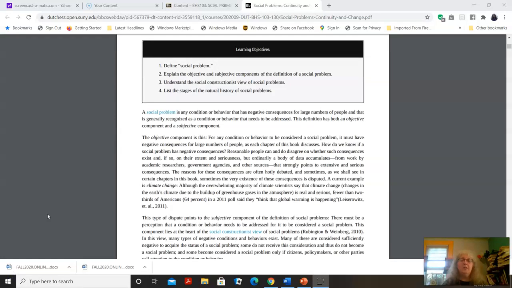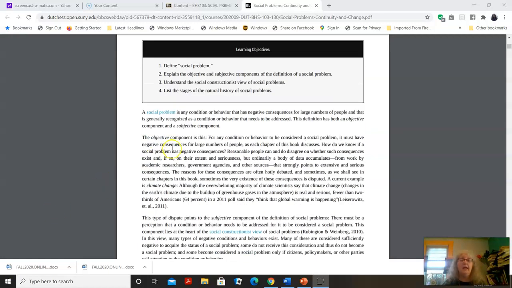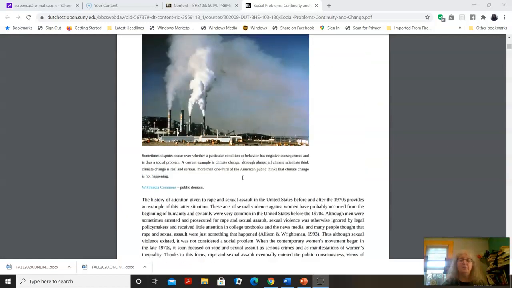Now, if you look to see how this is connected to the textbook, what you'll see is what is a social problem. First, it defines the social problem, and you'll notice here that the definition is very similar to what I gave you. It's a condition or behavior that has negative consequences for large numbers of people and that is generally recognized as a condition or behavior that needs to be addressed. This definition has both an objective component and a subjective component. So it talks a little bit about objective and subjective components. And then it talks about the social constructionist view, essentially.